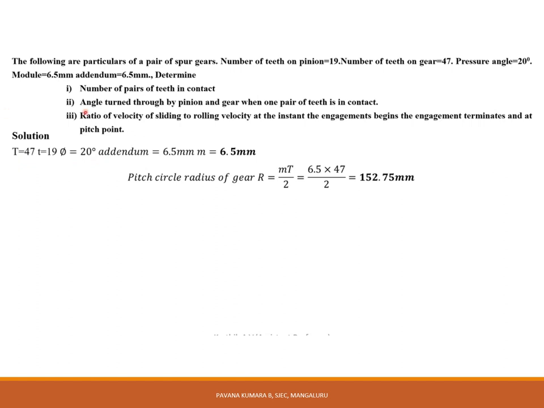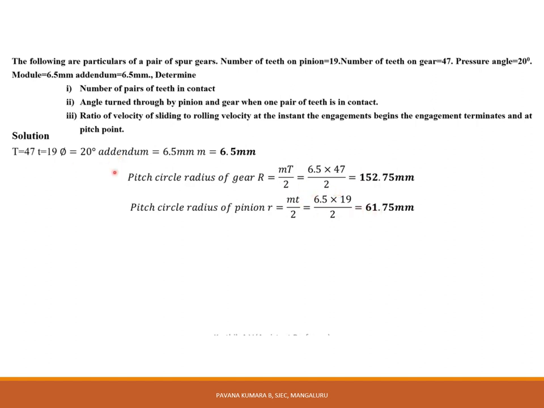So capital T is equal to 47 is given, small t is also given, 19, pinion teeth, and pressure angle is given, that is 20 degree, addendum is given 6.5 mm and the module is 6.5 mm. The pitch circle radius of gear capital R we can determine using this formula. Next, pitch circle radius of pinion, that also we can determine using this formula.